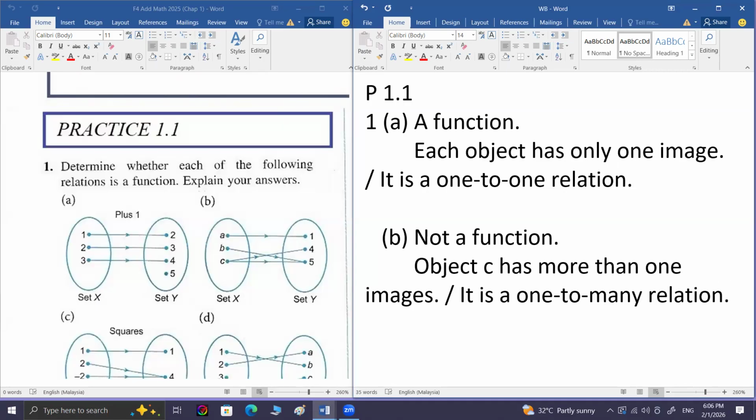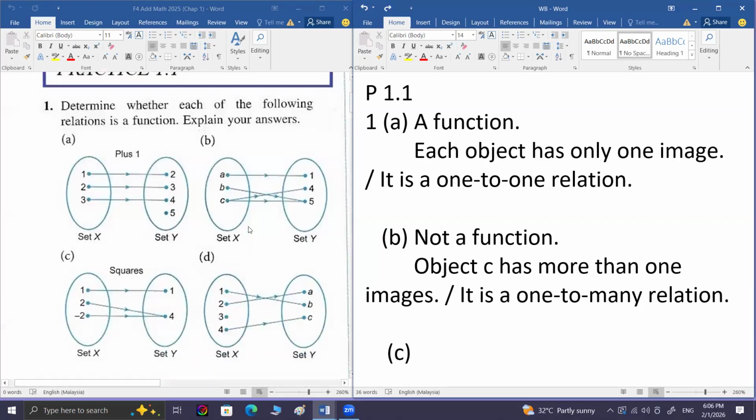Okay, so far A and B are okay, all of you? What about C? Is it a function, yes or no? Yes. So if yes, you explain like 1A: each object has only one image. Or you can explain that it is a many-to-one relation. Yes. Okay.